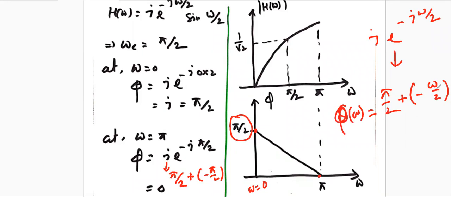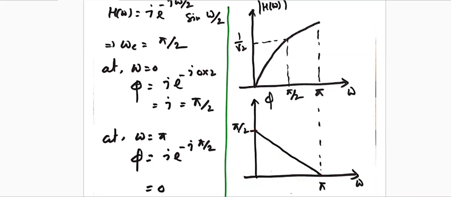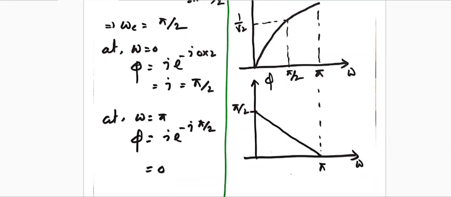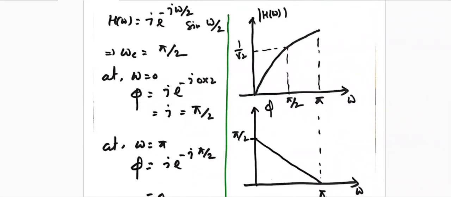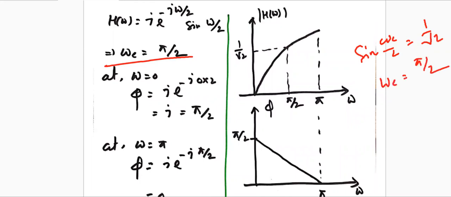At omega equals 0, it is equal to pi by 2. At omega equals pi, it is equal to 0. So we have a ceiling over j pi by 2 in this case. So be careful for the phase value all the time. And of course, with a similar notion, you can also find the cutoff frequency. What is the cutoff frequency again? Sine omega c divided by 2 should be 1 divided by root 2. From there, you can find that omega c equals pi by 2.